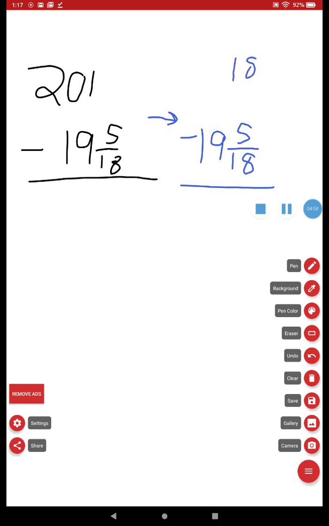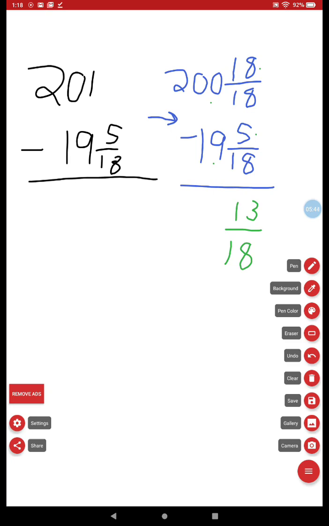So let's rewrite it. 18 over 18. Now that took one whole away from 201. So 201 subtract 1 is going to get you, very good, 200. All right, now I can go ahead and subtract. 18ths as my denominator is going to stay the same. My numerator is going to be subtracted. What's 18 subtract 15? Very good, that's going to be 3. 200 subtract 19, what do you get?